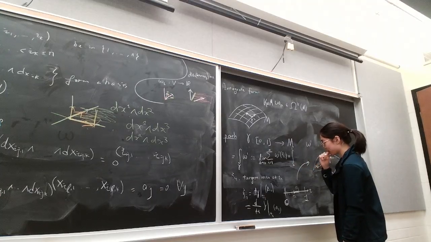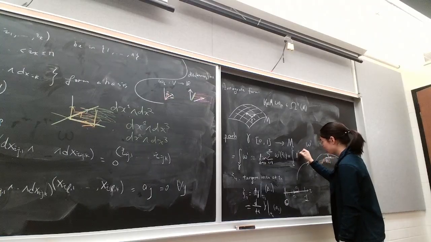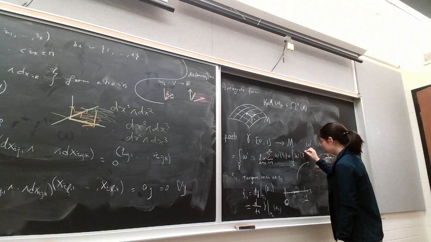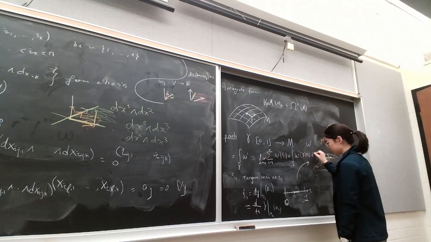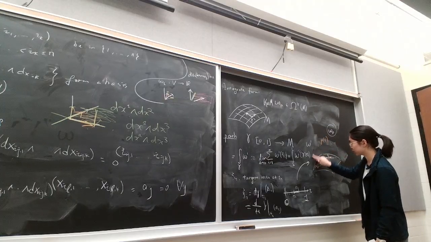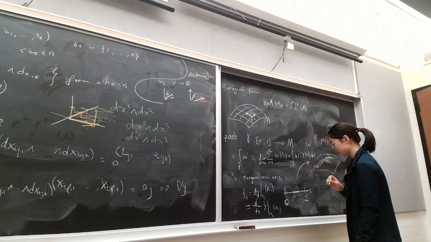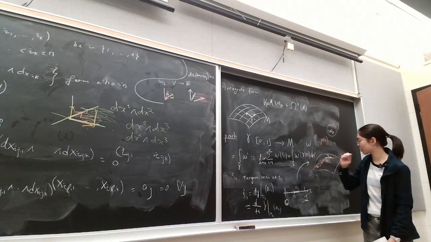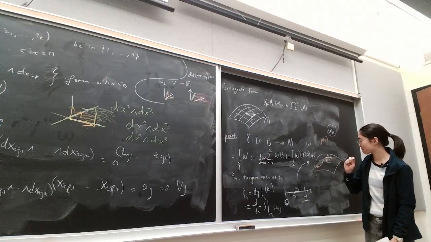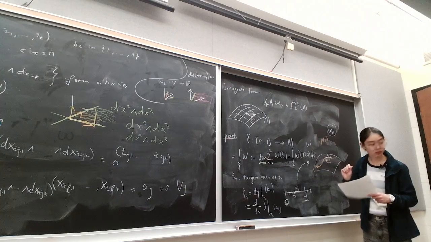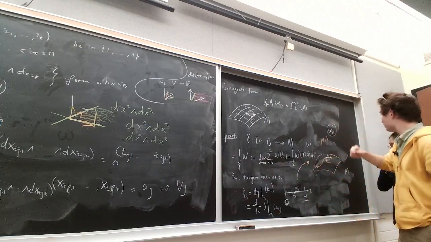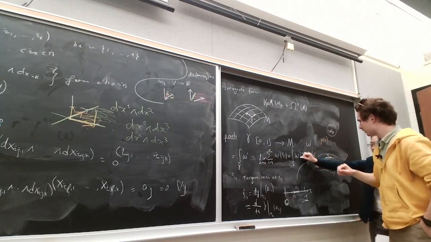Is this correct? So the pullback. The one thing you're forgetting is that the volume form depends on the point. So it's defined at gamma of t, so sub gamma of t.